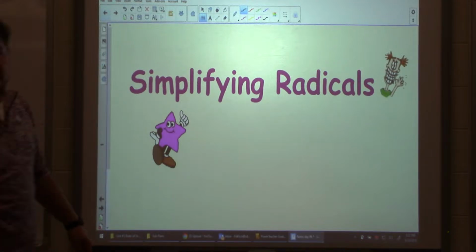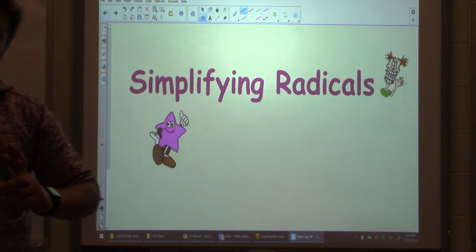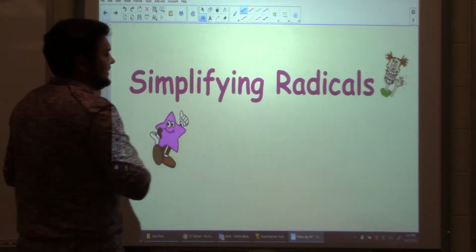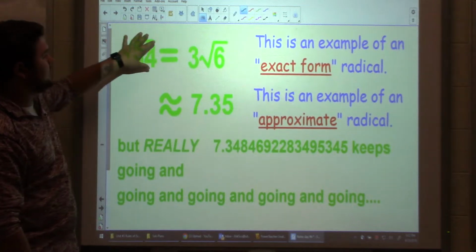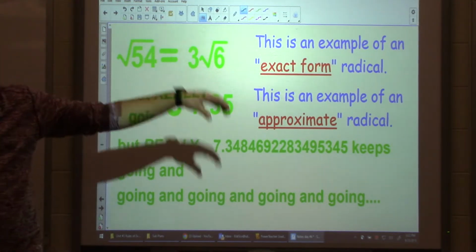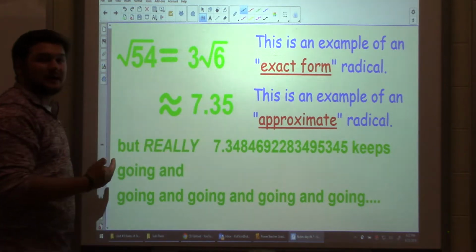So day four of exponents, right? We talked about going from radical form to exponential form to radical form. Now we're talking about simplifying radicals. So if you look up here, we have two different answers to the square root of 54. We have 3 square roots of 6, and we have 7.35.